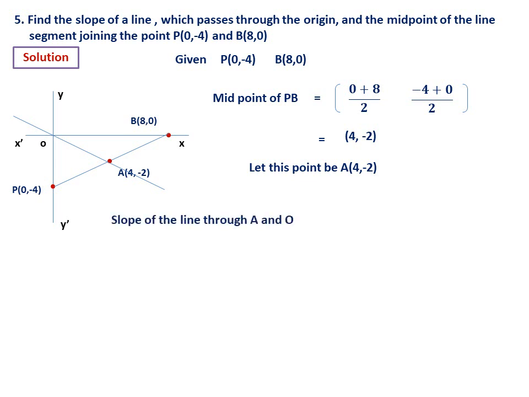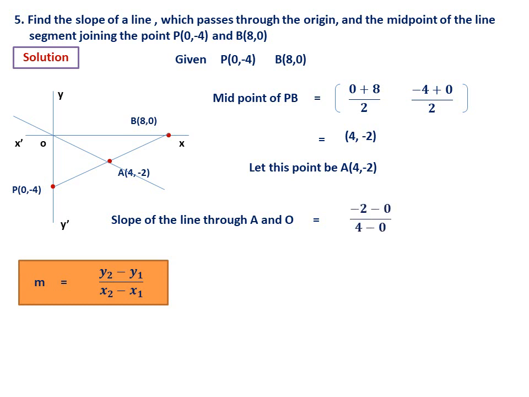Now slope of the line through A and O, what is the formula? M equal to, we have studied this one, (y2 minus y1) by (x2 minus x1). This is the formula we have to use. You can take (x1, y1) as (0, 0) and (x2, y2) as (4, minus 2), or any one. Therefore this will be equal to (minus 2 minus 0) divided by (4 minus 0) using the formula. So this will be minus 1 by 2. Therefore the slope of the required line is minus 1 by 2. So this is the fifth question.